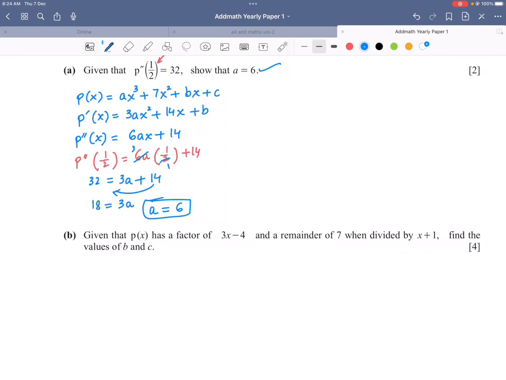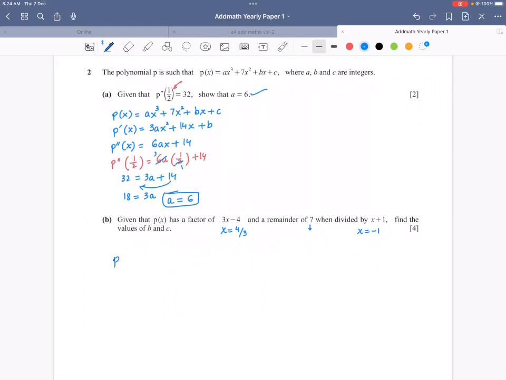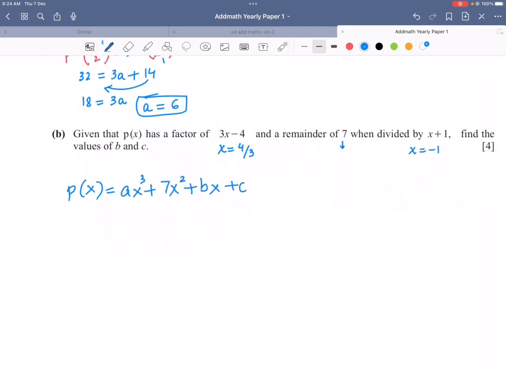Next one. Given that p(x) has a factor of 3x minus 4, it means that x is equal to 4/3, and a remainder of 7 when divided by x plus 1, it means x equals -1 and the remainder is 7. Find the values of b and c. So the equation we have is p of x equals ax cubed plus 7x squared plus bx plus c. We need to plug in the values one by one.